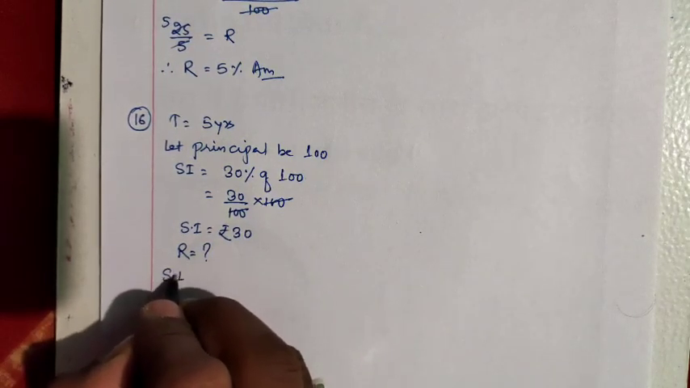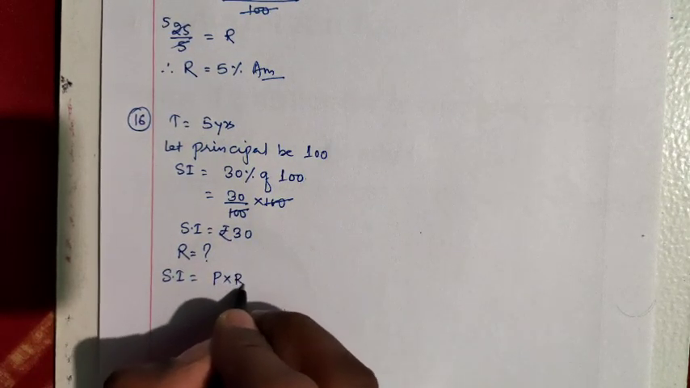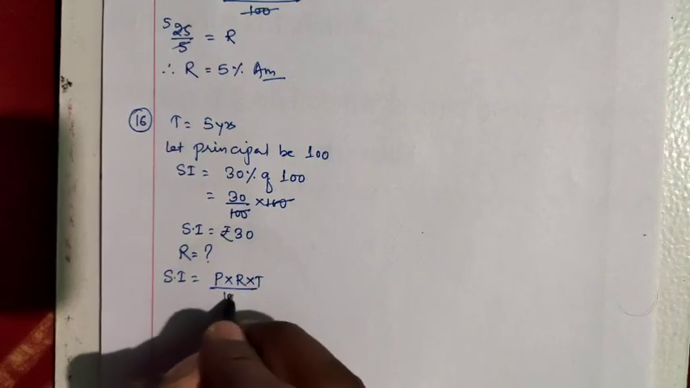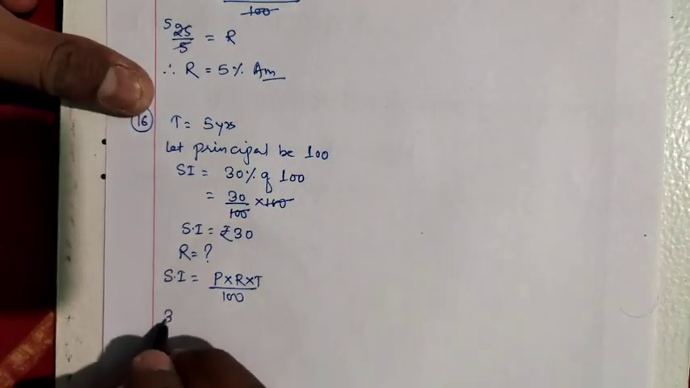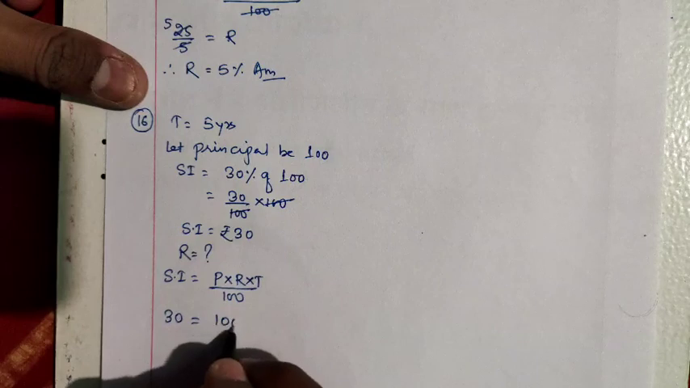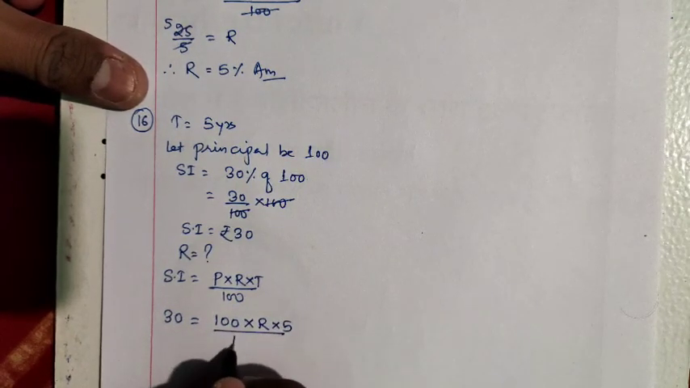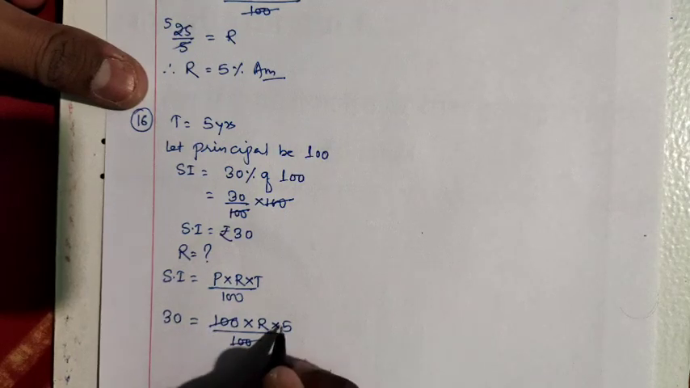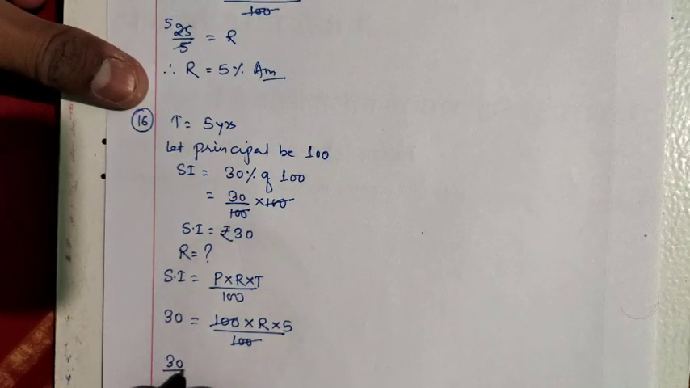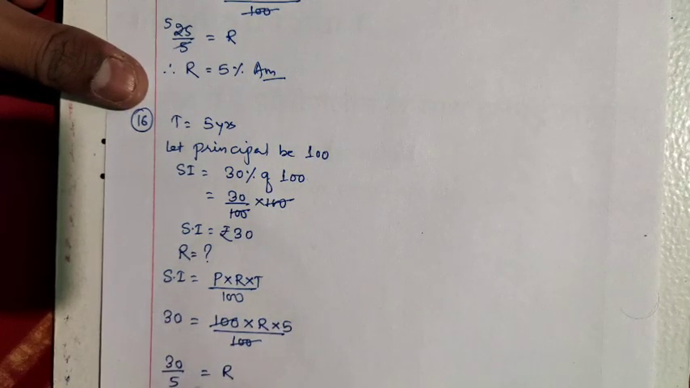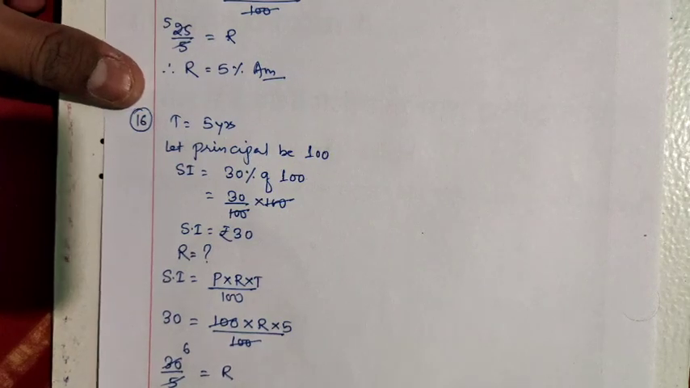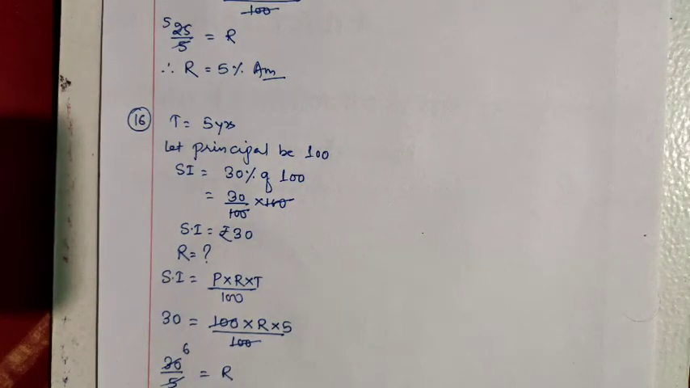So we will use the same formula. SI is equal to P into R into T by 100. In place of SI we will put 30. In place of principal we will put 100. Rate we don't know. Time we know, that is 5 years, divided by 100. 100 cancel. This 5, when it comes this side, it will be 30 by 5 is equal to rate. 5 sixes are 30. Therefore rate is equal to 6%. This will be your answer. Hope that this question is also clear.